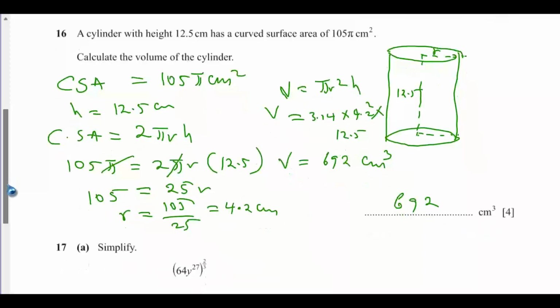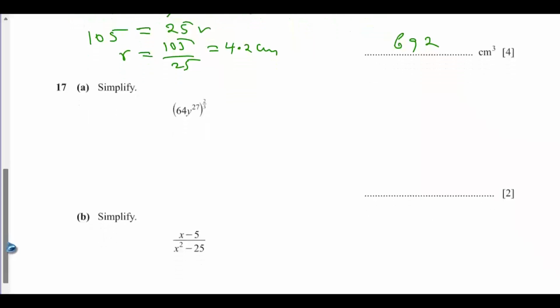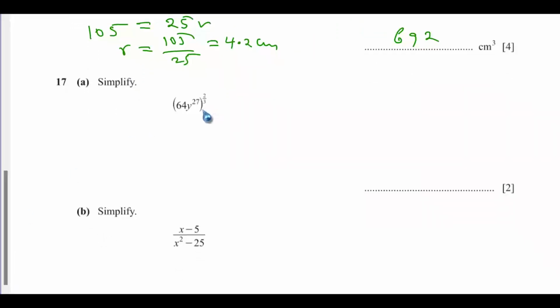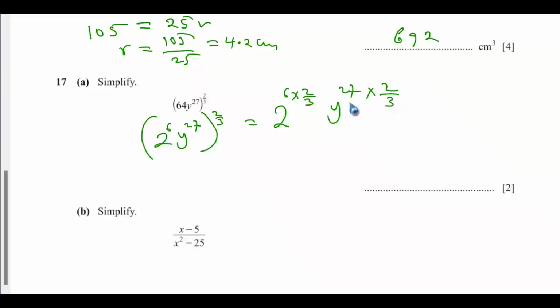So let's go to the next question. That will be question 17a. Here we need to simplify this. 64 is the same as 2 to the power of 6, then y to the power of 27, then everything raised to the power of 2 over 3. So we can multiply the powers here. That will be equal to 2 to the power of 6 times 2 over 3, then y to the power of 27 times 2 over 3.